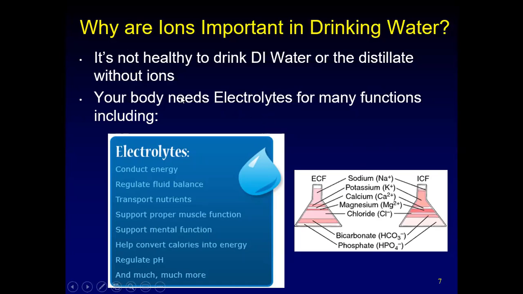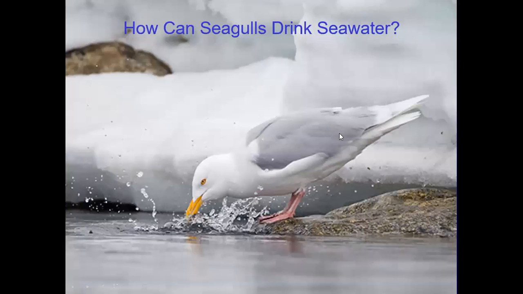But we do need electrolytes, which is also another way to just say ions. So these are some of the health benefits that electrolytes provide. That's why if you're doing sports a lot, you mostly want to use a sports drink like Gatorade or Powerade or something like that, because it does give you healthy electrolytes and you can recover faster. Electrolytes help your body conduct electricity or energy, regulate fluid balance, transport nutrients, support proper muscle function, support mental function, and help convert calories into energy, regulate pH, and then they have a couple more things.